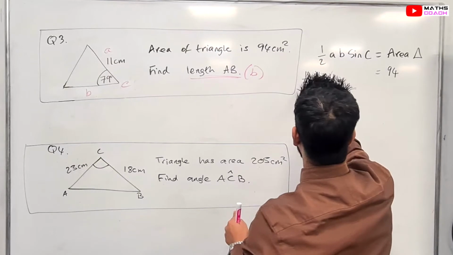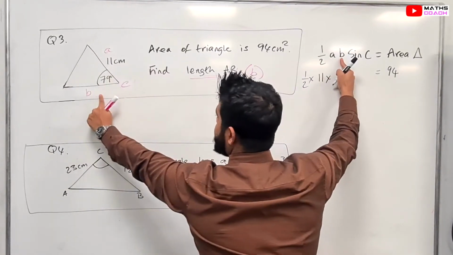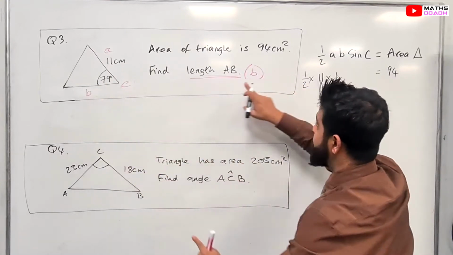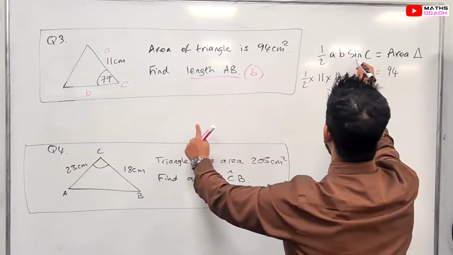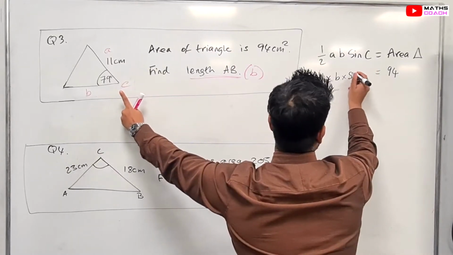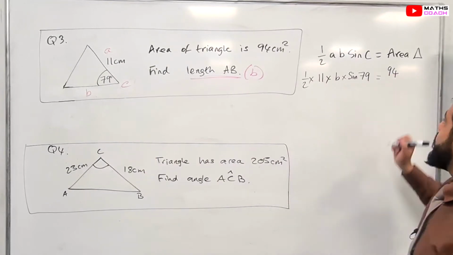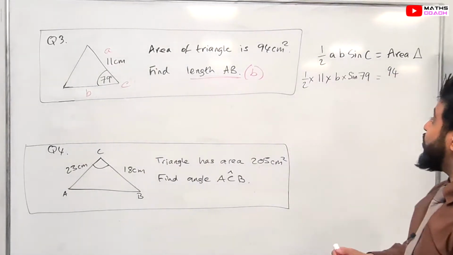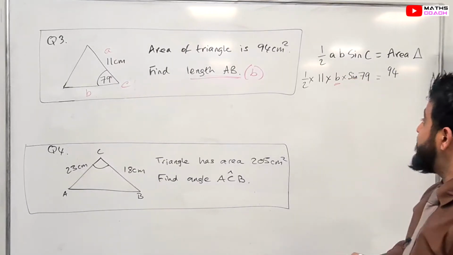And we have half times A, which is 11, times by B, which we are finding. B, once again, as a reminder, is our length AB, times by sine C, which is sine 79. And that is equal to 94. Now all we do is isolate and make B the subject by solving this.